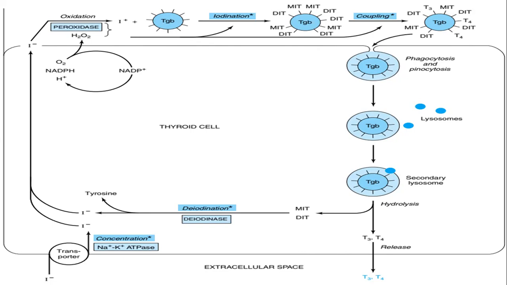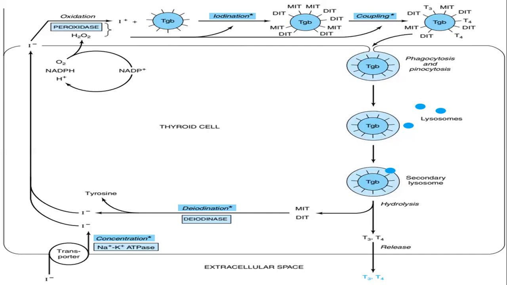Once iodine is taken up, it is oxidized to iodide by thyroperoxidase. Thyroperoxidase uses NADPH to convert oxygen to hydrogen peroxide. The hydrogen peroxide is then used for the oxidation of iodine to iodide. So iodide is now in a form in which it can interact with thyroglobulin.